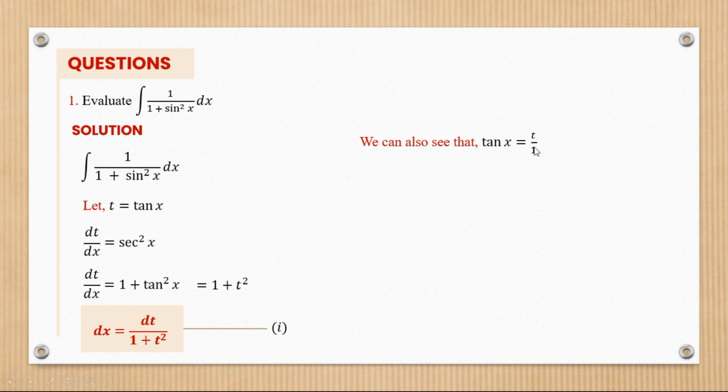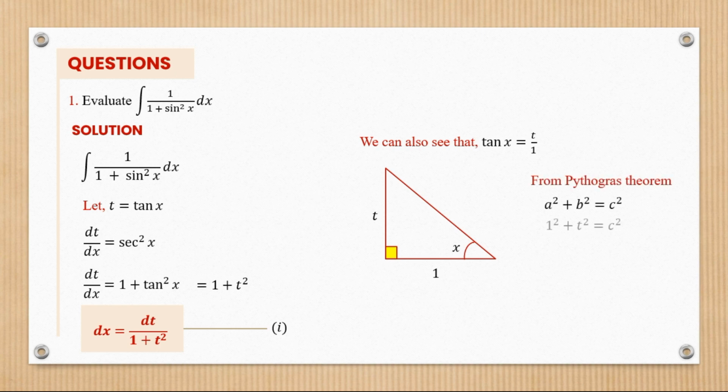So you can represent this on a right-angled triangle, where t is going to be the opposite and 1 is going to be the adjacent. If we have the angle x, as we've said here, we shall see that the opposite is t and the adjacent is 1. What's left is to find the hypotenuse. From Pythagoras theorem, a squared plus b squared is equal to c squared, we'll have 1 squared plus t squared being equal to c squared. If we make c the subject, it should be equal to root of 1 plus t squared. So our hypotenuse is root of 1 plus t squared.